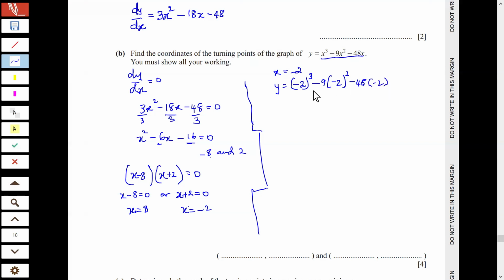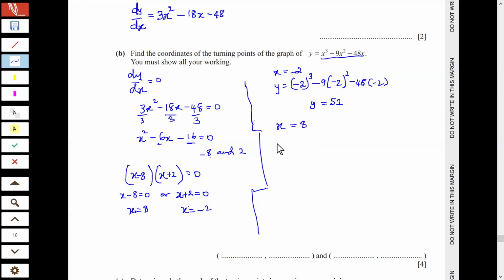So if you use your calculator to do this, you will get the value of y to be equal to 52. So y equals 52 when x is equal to negative 2. Now let's find the value of y when x is equal to 8.